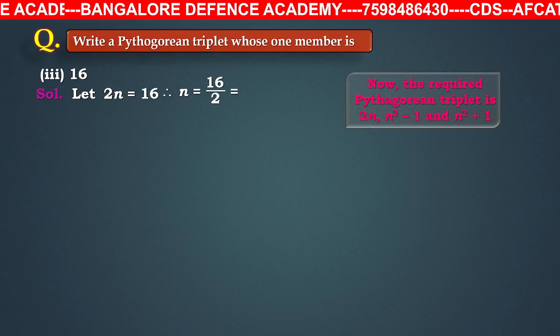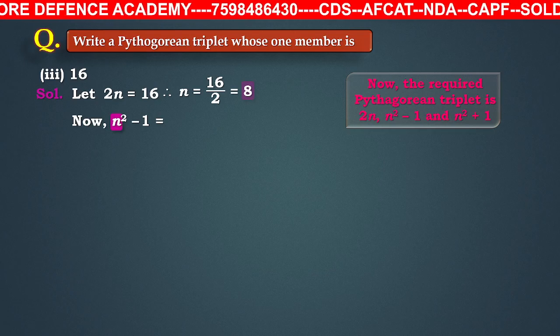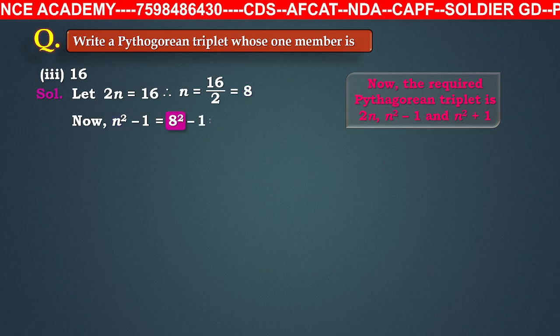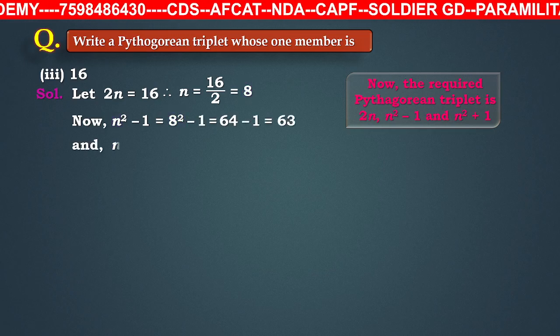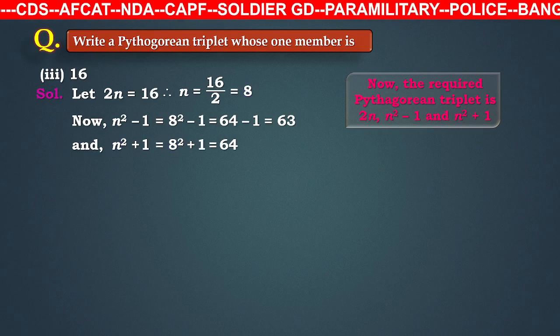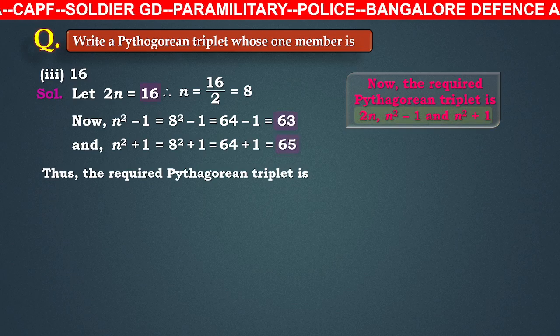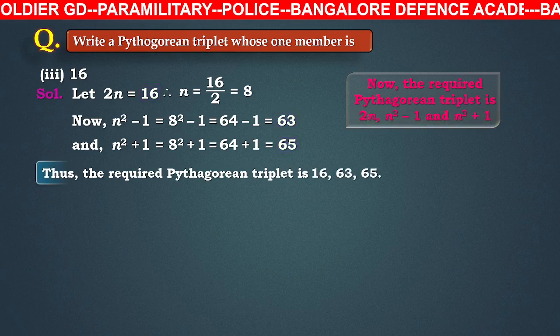Okay, so next number, imagine if I take 16, 2n is equal to 16, so n is equal to 16 by 2, that is n is equal to 8. So n square minus 1 is equal to 64 minus 1, that gives me 63. And next one, n square plus 1 gives me 8 square plus 1, that is 64 plus 1 gives me 65. So the Pythagorean triplets are 16, 63 and 65.